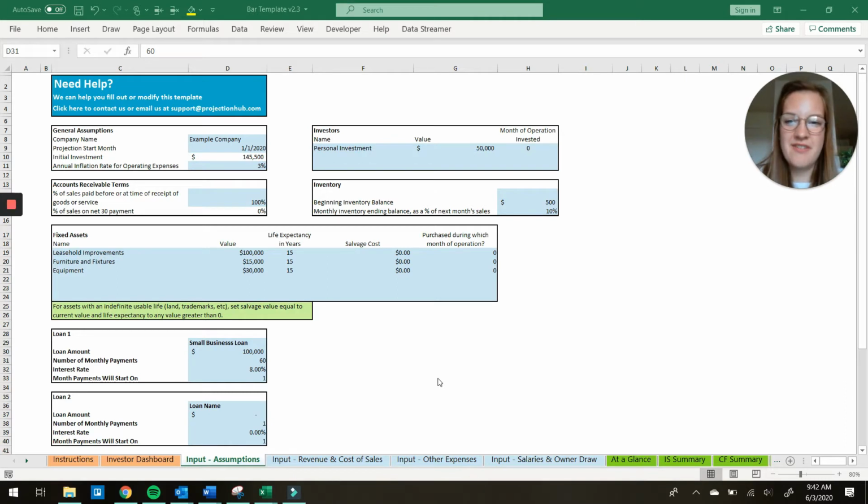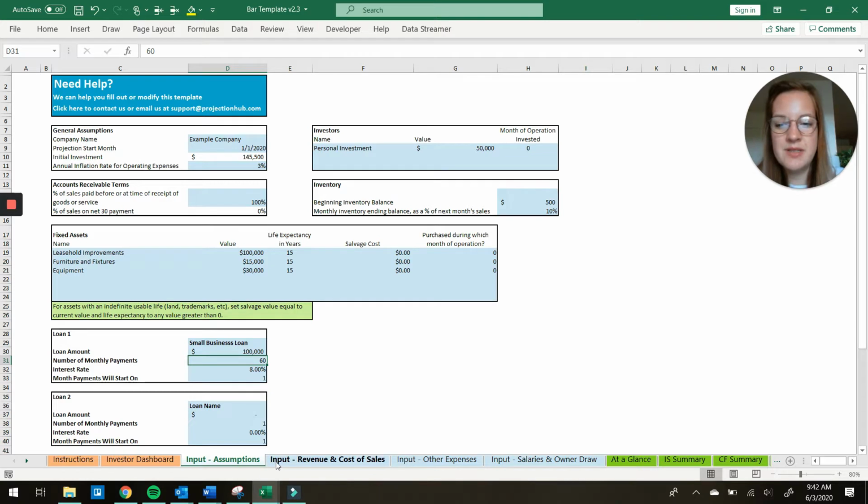I'm the CPA on staff here at ProjectionHub, and today I wanted to take a little time to walk you through our bar Excel template. Just like all of our Excel templates at ProjectionHub, the bar template is set up with some input tabs at the start, these tabs in light blue, and then the output tabs in green here, as well as one more output tab, this orange tab here called the Investor Dashboard.